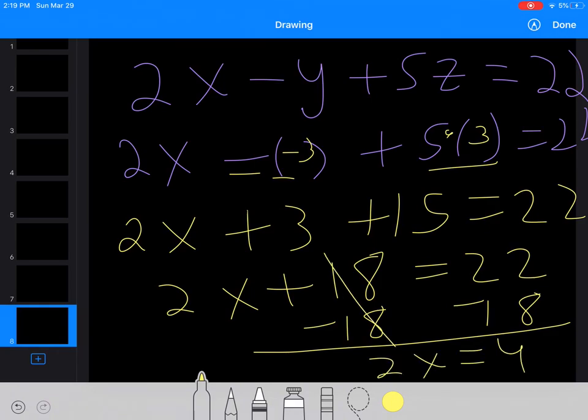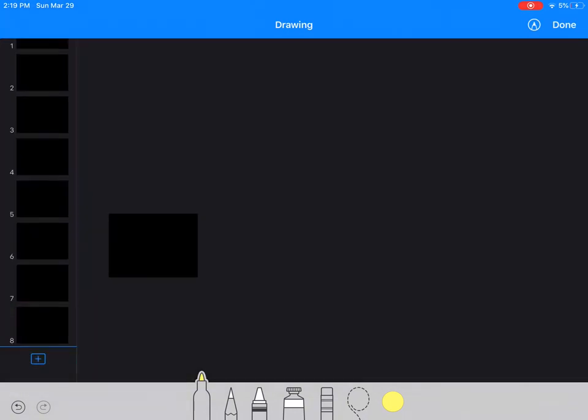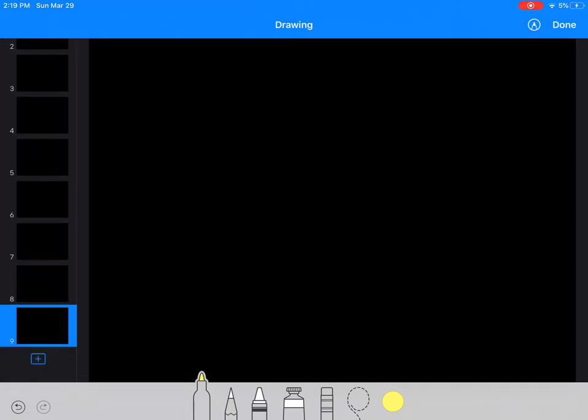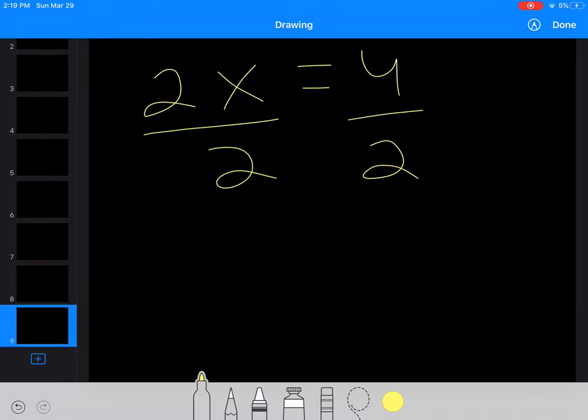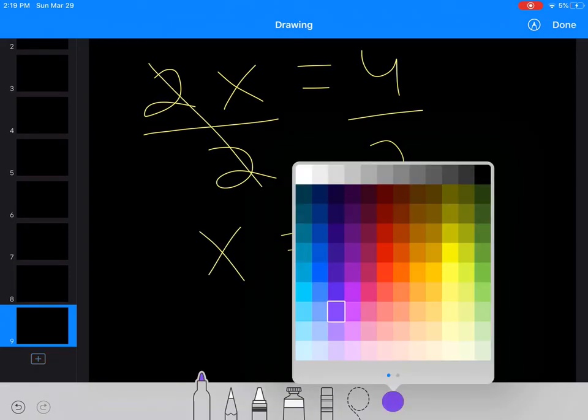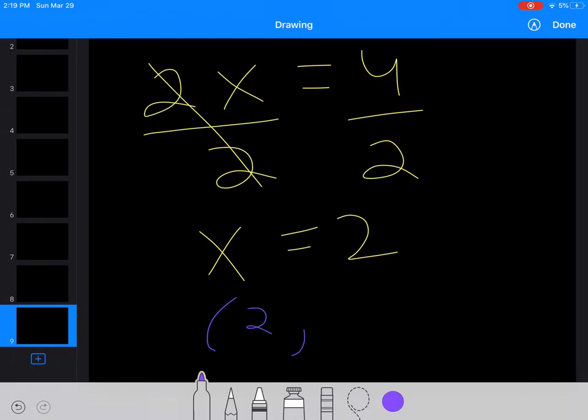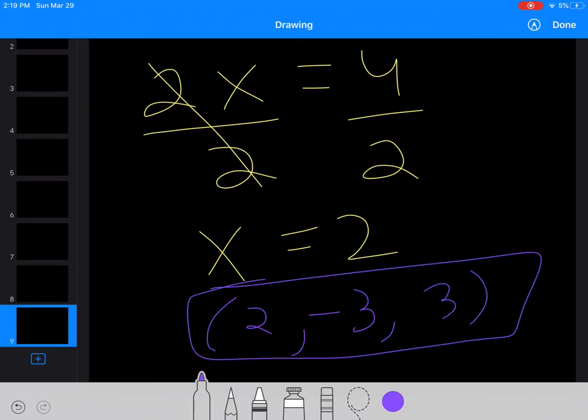On the next slide, let's write that equation again so we have some more room here. 2x equals 4. Divide both sides by 2. We get x equals 2. So now we have all of our variables. We had x equals 2, y was -3, and initially z was given to us as 3. So that's our ordered triplet. Hope you got that answer.